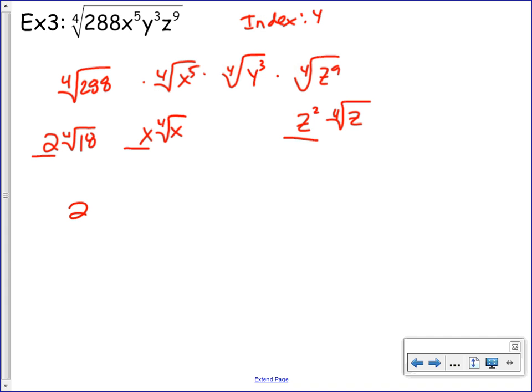So 2x z squared. And then the 4th root of everything that stays inside just stays inside. So 18x y cubed and then z. And then since it's a 4th root, there's more than just plus or minus, so you could leave the plus or minus out. Plus or minus just for the square root part.